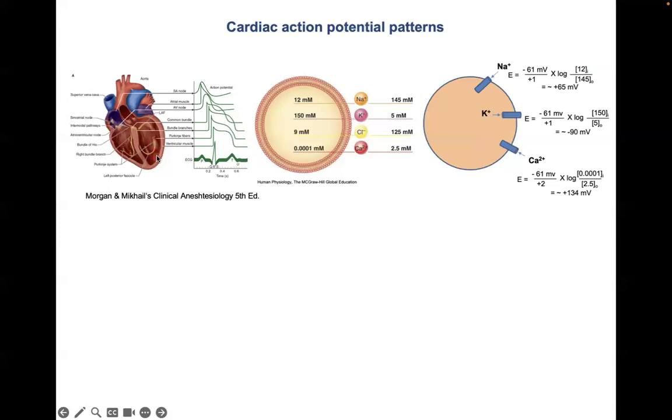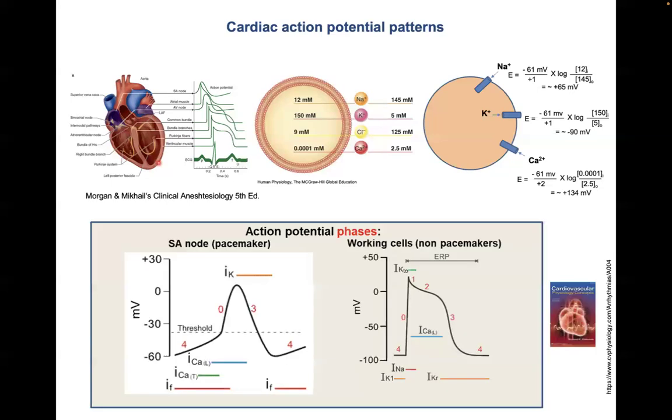Then the contraction of the heart requires the activity of myocardial cells, so they have a different pattern of action potentials. Let's see how this works out. Here we have an action potential pattern in the SA node. Remember, these are the pacemaker cells. They keep firing all the time. They have no stable resting membrane potential.